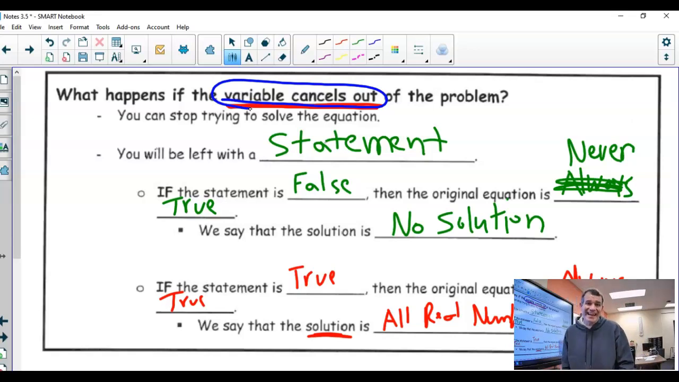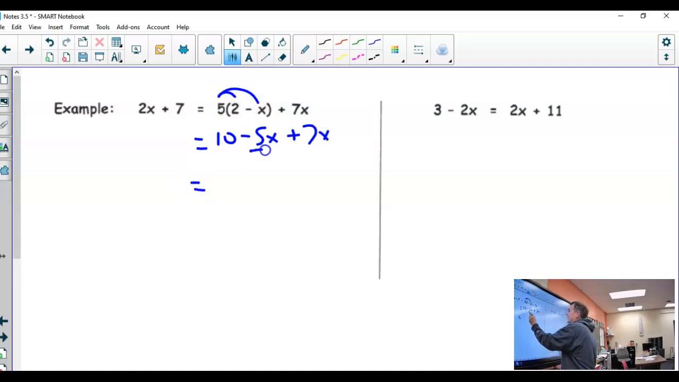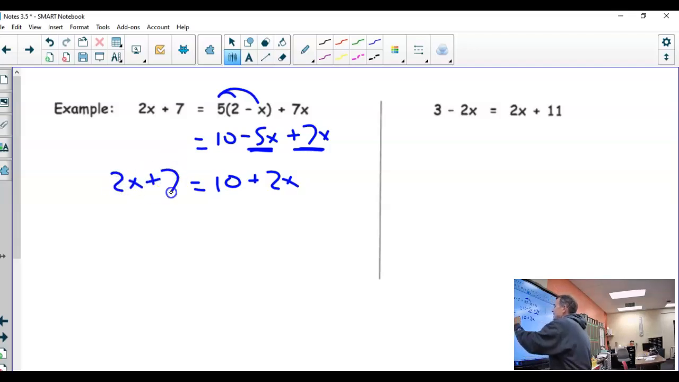What if the variable does not cancel out of the problem? Well, then you get an answer, right? All right, so let's look at a couple examples here quickly. This one on the left, before I can solve this, I need to simplify it, right? I would distribute the 5, giving me 10 minus 5x plus 7x. And I would combine my like terms here and get 10, and a negative 5x and a positive 7x gives me a positive 2x. The other side does not need simplified. It will just stay 2x plus 7, right?